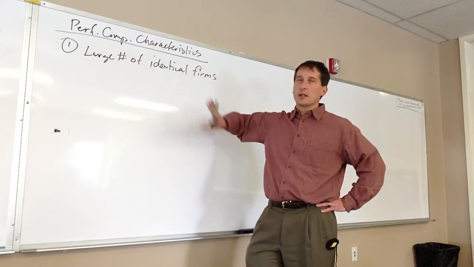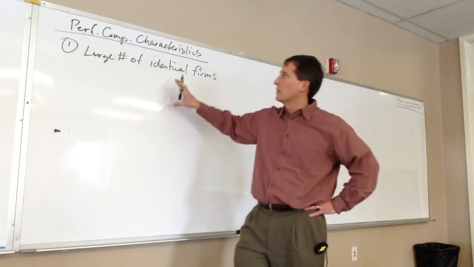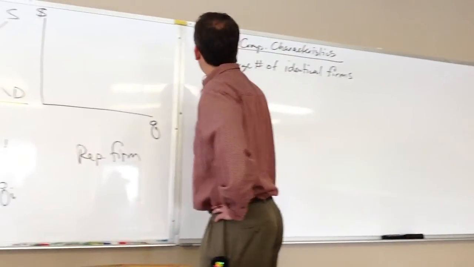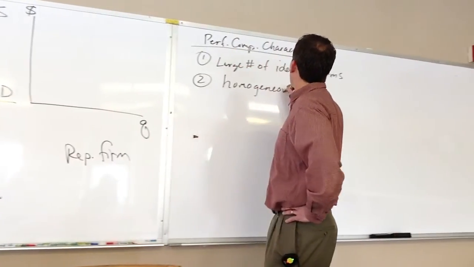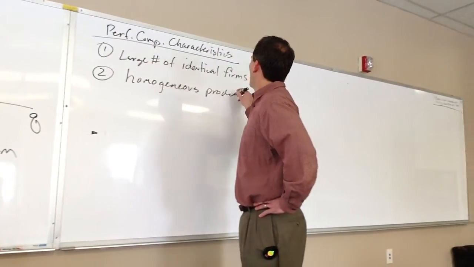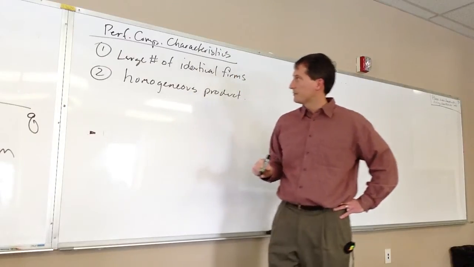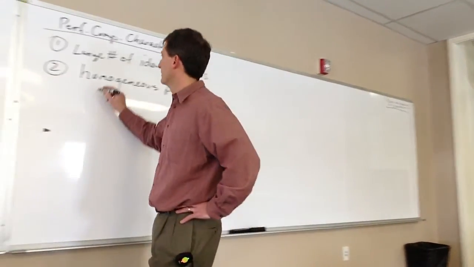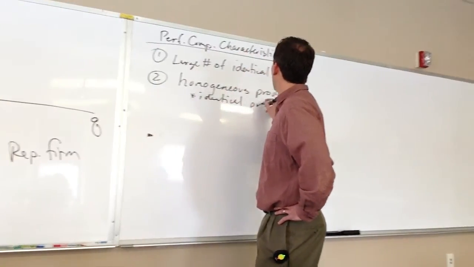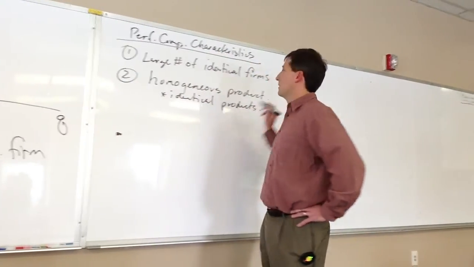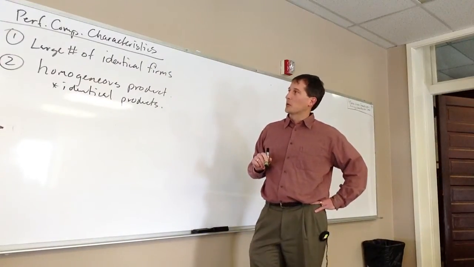So these are the assumptions under perfect competition. That's your typical baseline assumption. Just pretend that they're identical firms. Those identical firms are producing a homogeneous product. We've got identical firms producing identical products. You can't distinguish one farmer's corn from another farmer's corn.